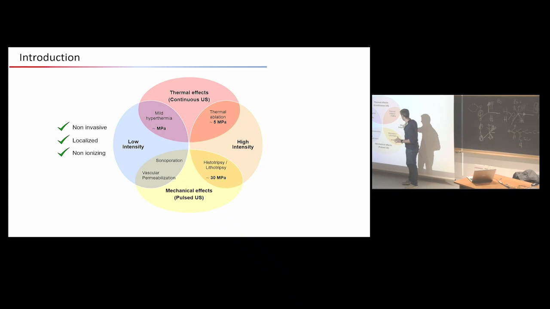If you use high intensity with pulsed ultrasound, you're going to have what we call histotripsy, so that's cavitation and fragmentation. If you use the same continuous wave, but with a lower pressure, you're going to have a mild hyperthermia. That means you're going to increase the temperature up to 40, 42 degrees Celsius inside your body. It can have very nice applications. I'm not going to talk about that today, but if you have any questions, I can explain that too.